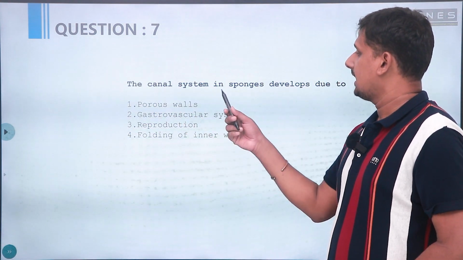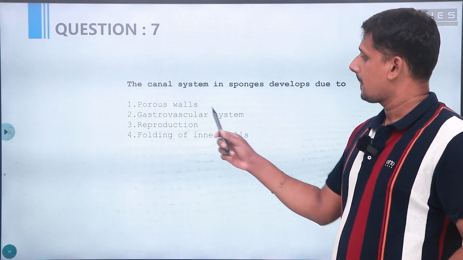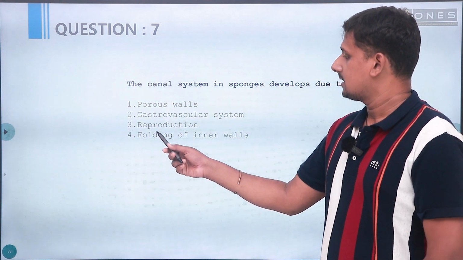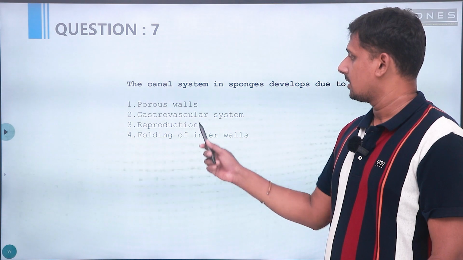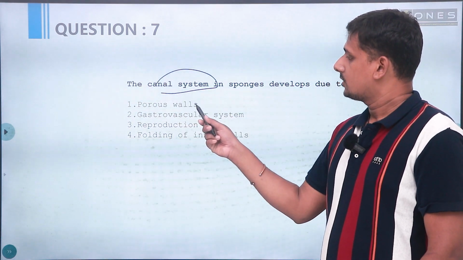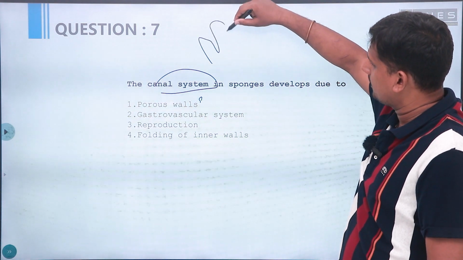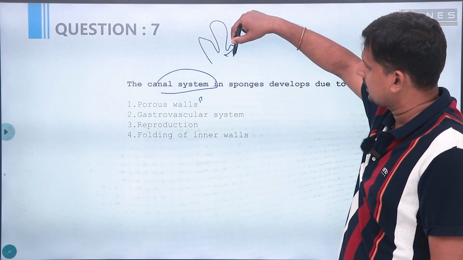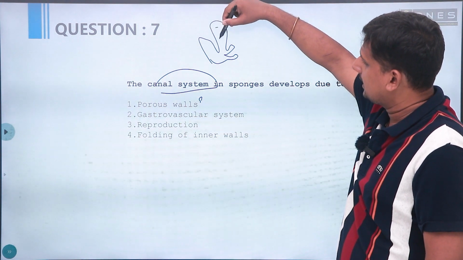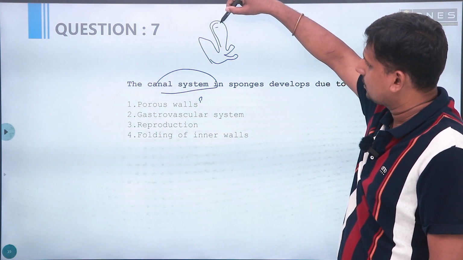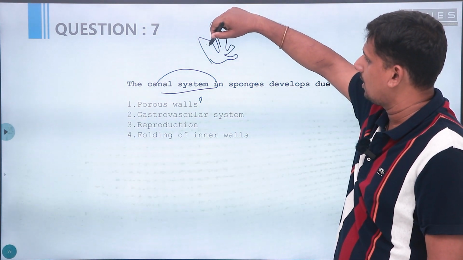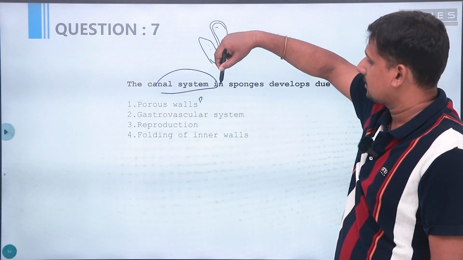Now next question is canal system in sponge develops due to porous walls, gastrovascular system, reproduction, folding of inner wall. So canal system ആണ് ചോദിച്ചേക്കുന്നത്. So porous wall. Okay, you might ഒരു സ്പോഞ്ച് എങ്ങനെയായിരിക്കും അതിൻ്റെ ഷേപ്പ് എന്ന് പറയുന്നത് ഇറഗുലർ ഷേപ്പ് ആണ്. ഓക്കെ, സംതിങ് ലൈക്ക് ദിസ്. സോ ഇതിൻ്റെ ഈ സൈഡിലായിട്ടാണ് മെയിൻലി ഫോൾഡിങ്സ് എല്ലാം ഉണ്ടാവുന്നത്. സോ ഫോൾഡിങ്സ് എങ്ങനെയാണ് നടക്കുന്നത്? പോറസ് വോൾ ആണോ അല്ല ഗാസ്ട്രോ വാസ്കുലർ സിസ്റ്റം ആണോ?